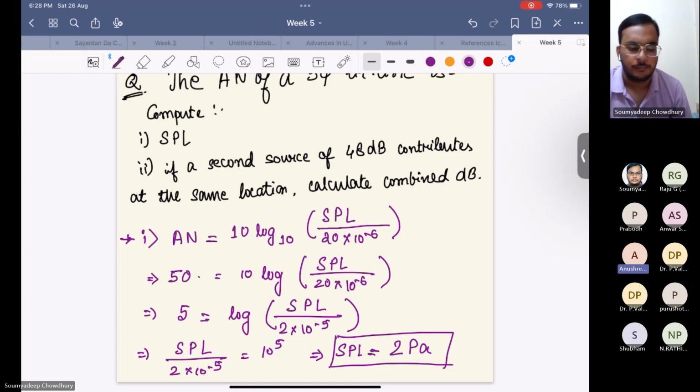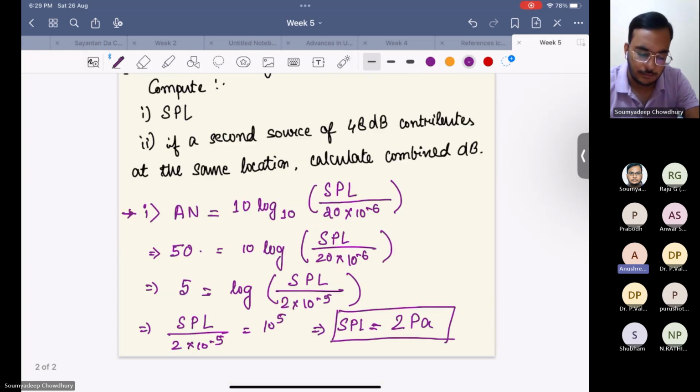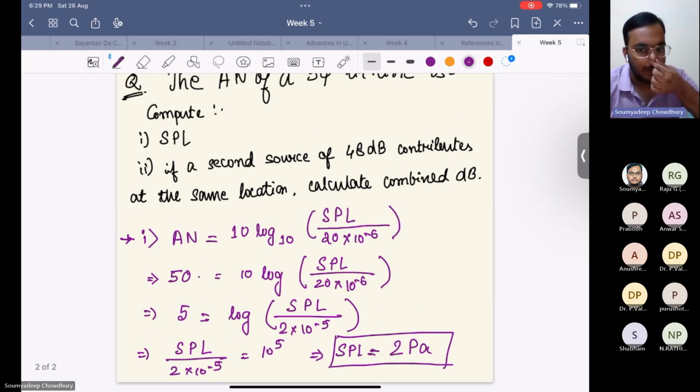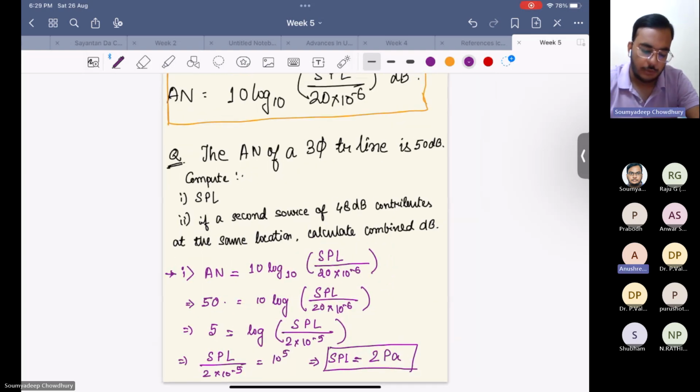Yes, sir. Okay. Did you do the second part? Yes, sir. It is 127.78. The total audible noise you are telling 127.78. Yes. How did you get? Can you tell? Anyone else who got the same answer? So the formula is 10 log 10 SPL upon 20 into 10 raised to minus 6.